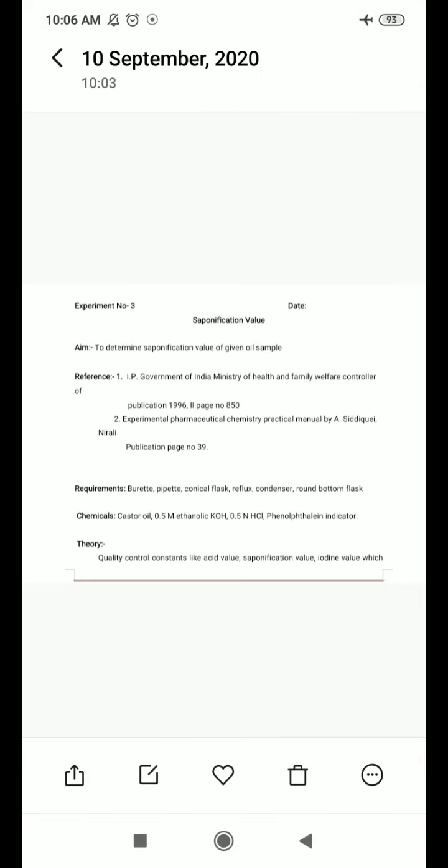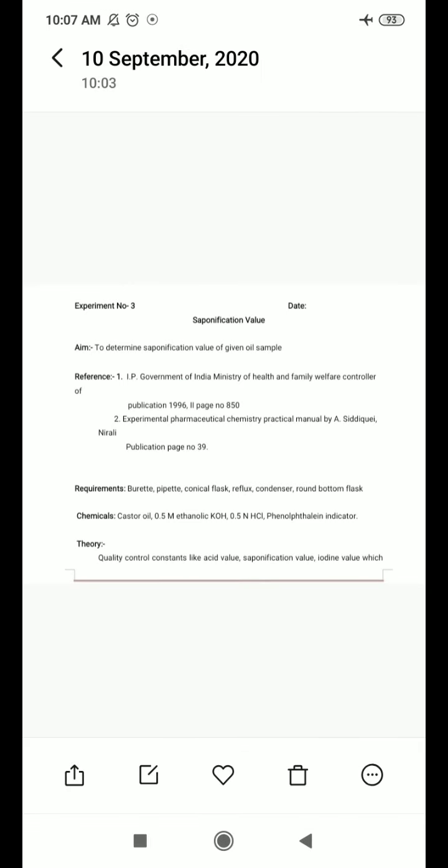Now, what are the requirements for this two-day experiment? Burette, pipette, conical flask, reflux condenser and round bottom flask. These are the apparatus we require for handling this experiment. Then the chemicals: first one is castor oil, for which we have to determine the saponification value. Second, 0.5 molar ethanolic KOH, 0.5 normal hydrochloric acid, then phenolphthalein indicator.